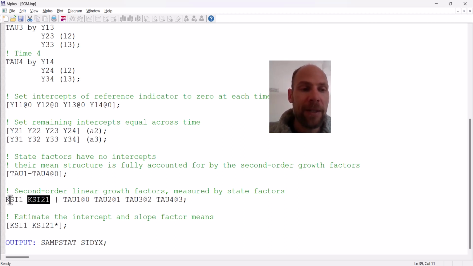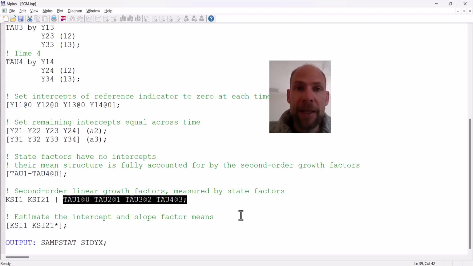And so this is how we set up the two factors. Here, the labels, of course, are arbitrary. You could also call them intercept and slope. And then here we have our indicators of the second order growth factors, tau 1 with a loading of 0 on the slope factor, tau 2 with a loading of 1 on the slope factor, tau 3 with a loading of 2 on the slope factor, and tau 4 with a loading of 3 on this linear growth factor.